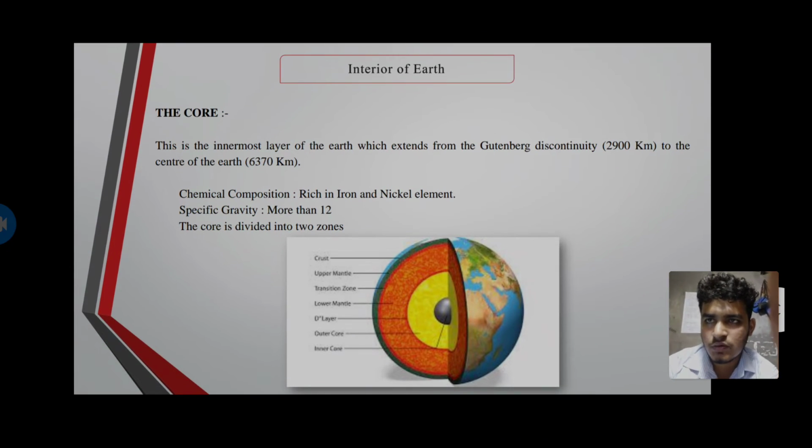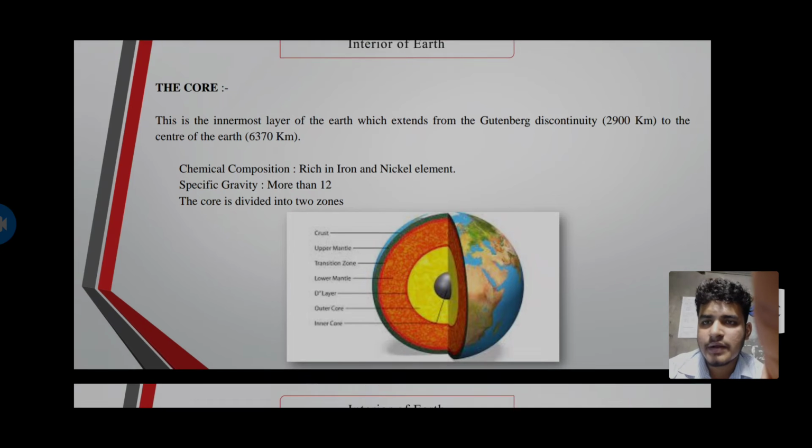The last point is the core. This is the innermost layer of the earth, which extends from the Gutenberg discontinuity at 2900 km to the center of the earth. The center of the earth is at 6370 km. The chemical composition is rich in iron and nickel. The specific gravity is more than 12. The core is divided into two zones: first is the outer core and second is the inner core. The outer core is in the liquid state and the inner core is in the solid state.